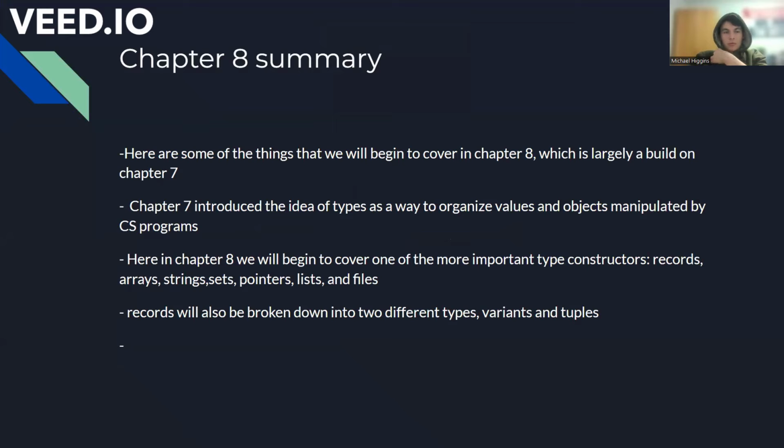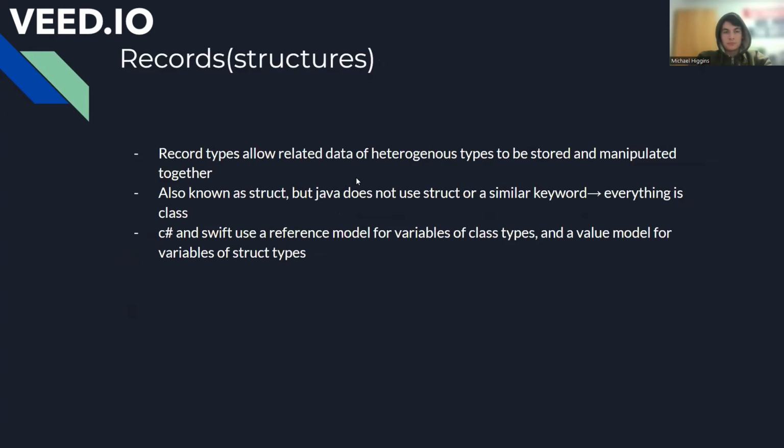In Chapter 7, we introduced the idea of types as a way to organize values and objects manipulated by CS programs. Here in Chapter 8, we will begin to cover one of the more important types of constructors, which are records, arrays, strings, sets, pointers, lists, and files. Records will also be broken down into two different types, variants and multiples.